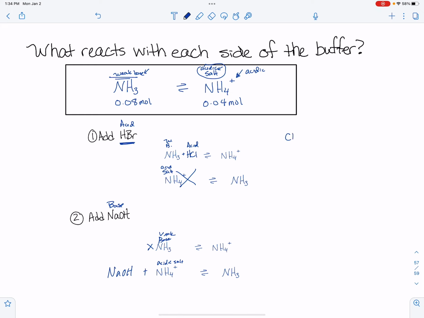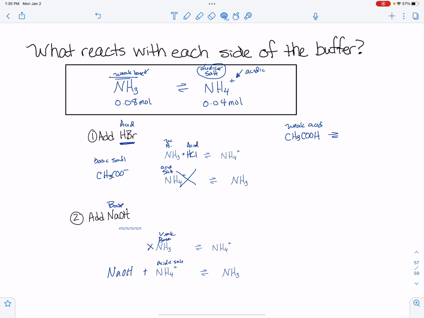And if you needed another example that's a little bit different, if we had this combination, now I have a weak acid, and this is a basic salt. This is a buffer system, so if I'm trying to figure out which one would react with the HBr, again, it's not going to be the weak acid. It's going to be the basic salt. So that's the one that would react with the HBr.